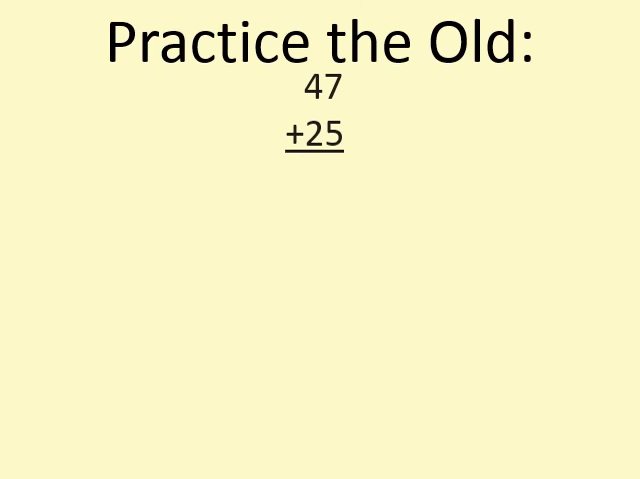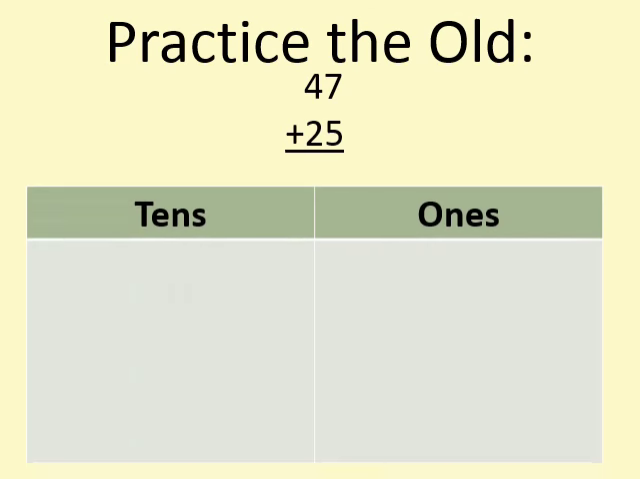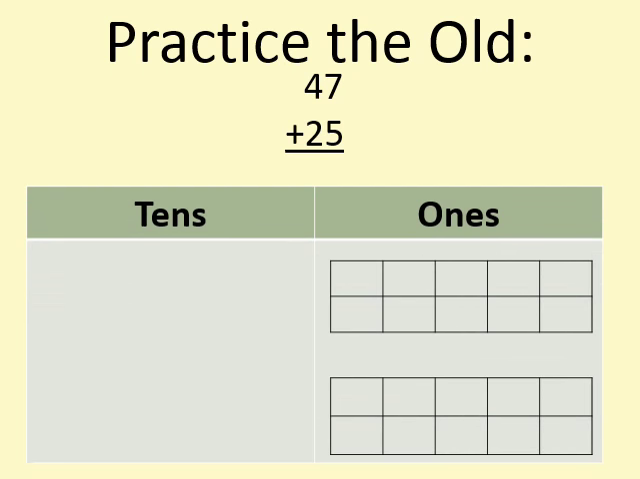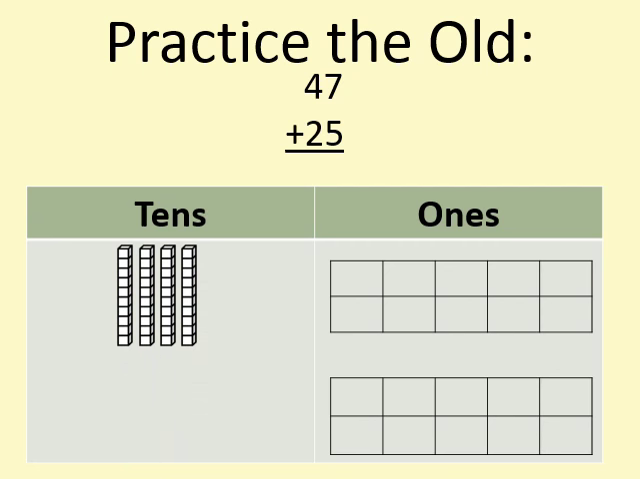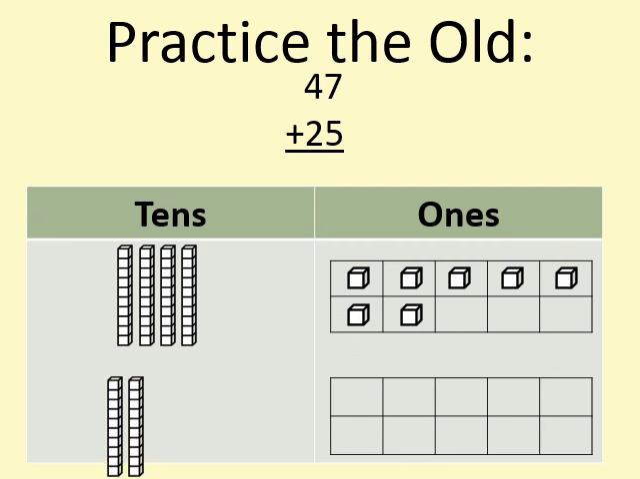We're going to practice that way one more time. So I have 47 plus 25. Again, I'm going to set it up with my tens frames. 47 has 4 tens and 7 ones. 25 has 2 tens and 5 ones.